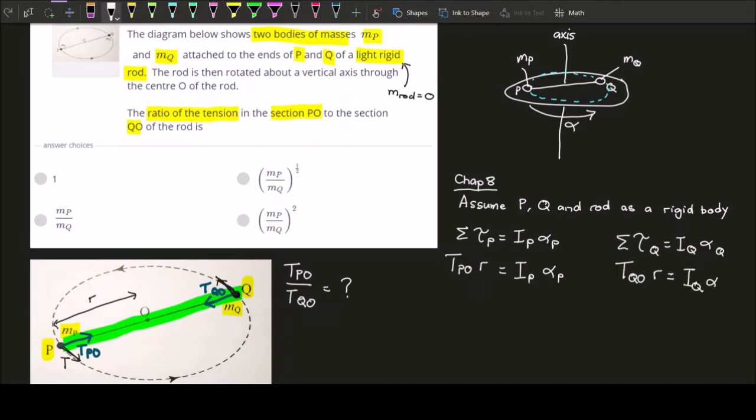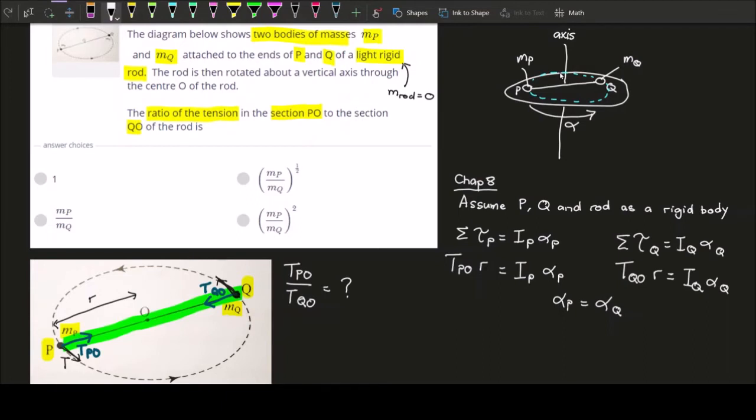It equals I_Q alpha_Q. So one thing you need to notice is, if this rod is rigid, if I angularly accelerate P by that much, Q will be angularly accelerated by the same amount. So the angular acceleration for P and for Q should be equal because they are connected by the same rigid rod. So point P speeds up by how much, mass Q will speed up by that much.